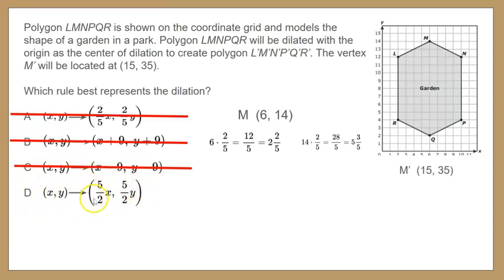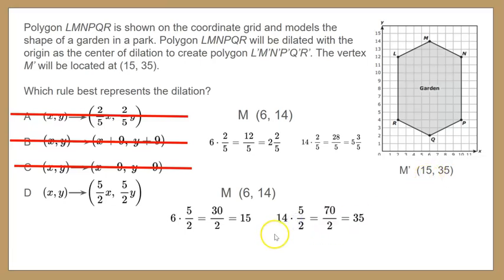Well, we still want to check it. So once again, we start with M at (6, 14). So we're going to take 6 and multiply by 5/2. So 6 times 5/2 is 30 over 2, which gives me 15. And so far so good, that x-coordinate was supposed to be 15. And then for my y-coordinate, 14 times 5/2, 70 divided by 2 is equal to 35. So my y-coordinate matches up as 35. So answer choice D is the correct answer choice to represent this dilation.